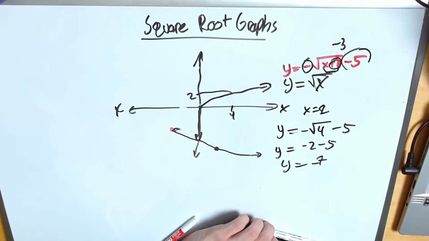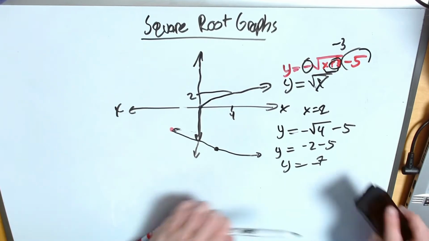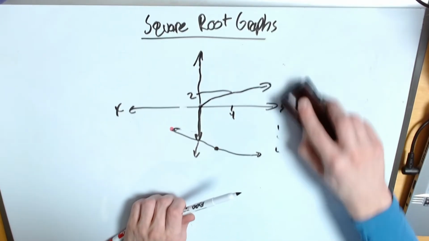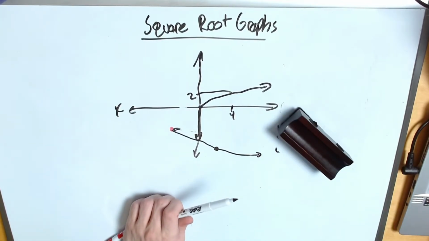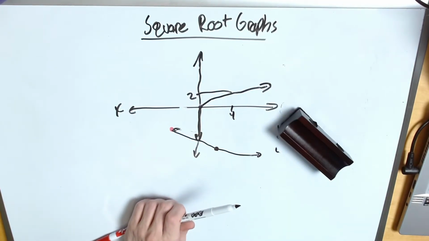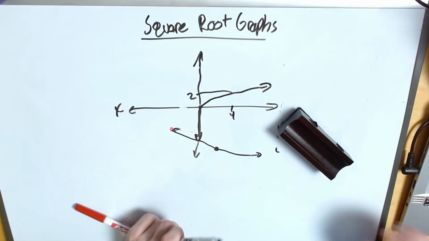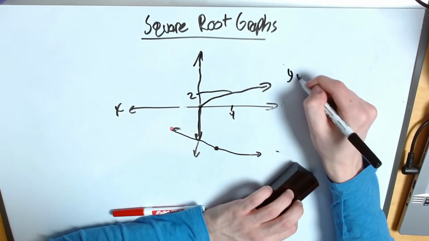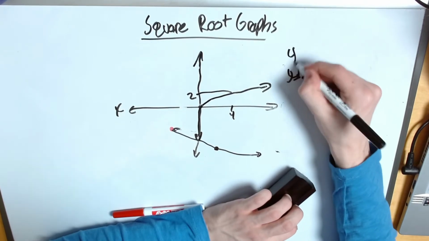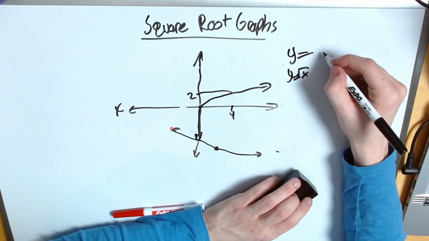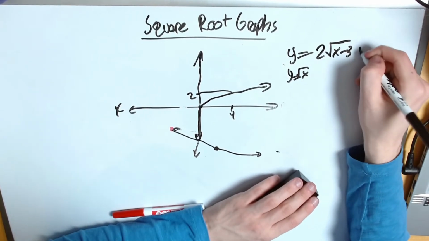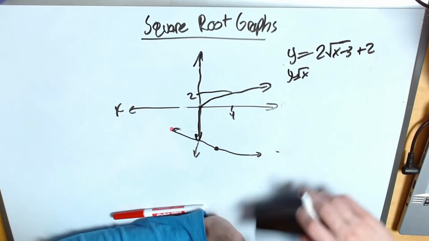And these rules might seem a bit of a bother, but we'll try to get them down with another practice exercise. So let's say we're asked to graph, this is of course y squared x. We're asked to graph 2 root of x minus 3 plus 2, right?